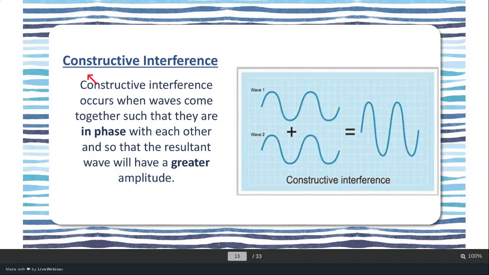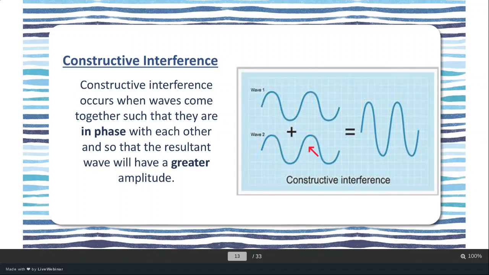Okay, constructive interference. Constructive interference occurs when waves come together such that they are in phase with each other, and so the resultant wave will have a greater amplitude. Basically, the waves which undergo constructive interference are always in phase with each other. Being in phase means that the pattern of their waves will be similar. We see here there's a wave 1 which is following a given pattern, and when we see this wave 2, it is also following a similar pattern.